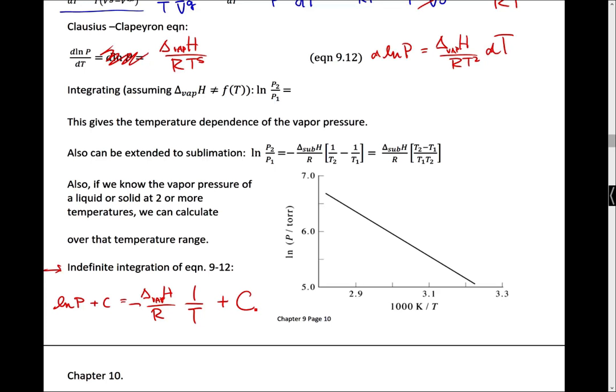I just wanted to point out that if I combine these constants into a single constant on one side, y is a function of 1 over T. If I assume that's x, then that's my slope. So y equals mx plus b. That's probably a clean place for us to stop for today.